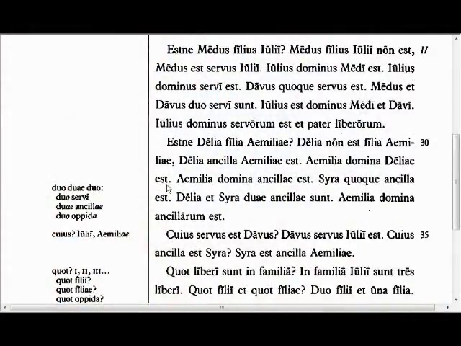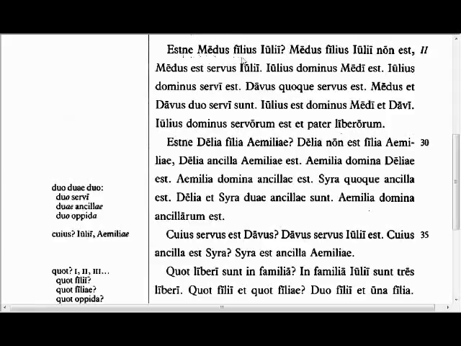Welcome to Lingua Latina, Chapter 2, Lesson 2. Notice that there's a Roman numeral 2 here, around line number 25, it looks like. And that's where we're going to start reading. So follow along with me at estne, and read along.